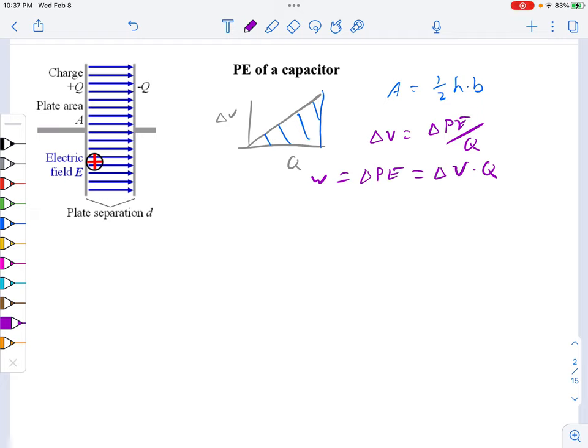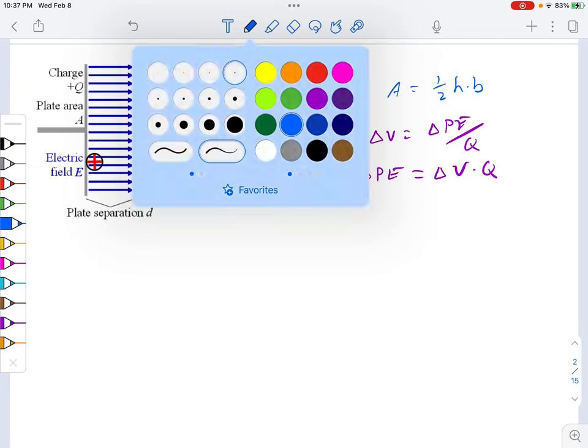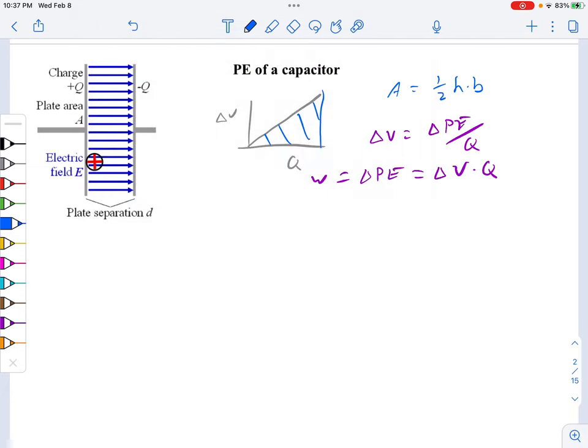So going back to our formula, underneath we've got a triangle that is half base times height. Well, half height times base, sorry, that's the change in voltage times the base, that's the charge. And that tells us how the potential energy changes as we add charge to our plates and the voltage increases on our capacitor. It just follows this relationship.